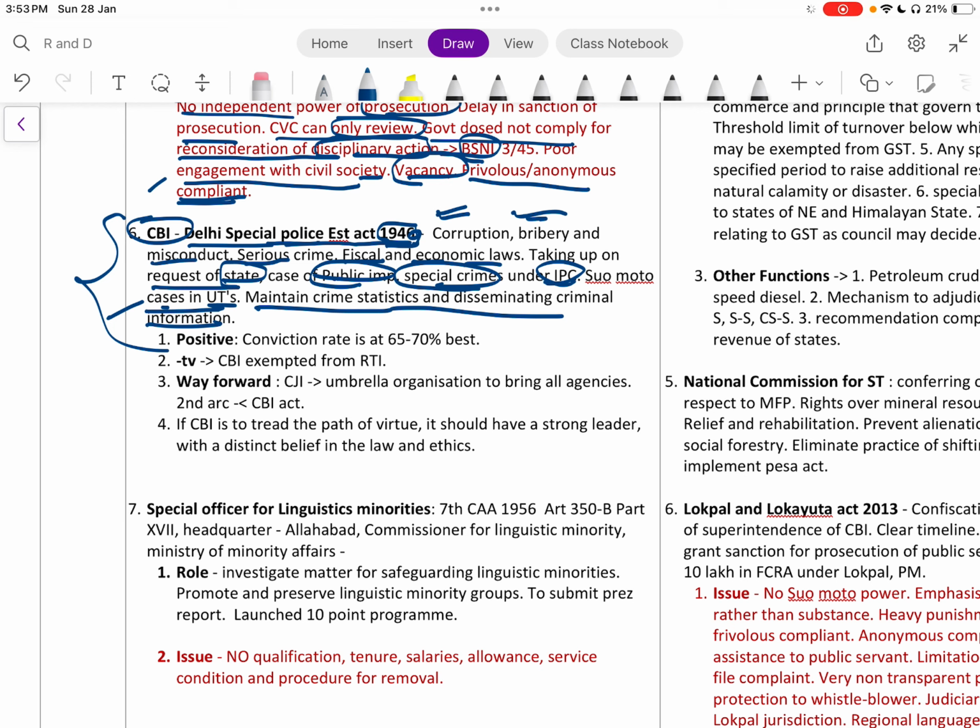How good or how bad they are doing it, let us see. Well, the conviction rate of cases taken by the CBI is almost 65 to 70%, which is one of the best. So you cannot blame it often.